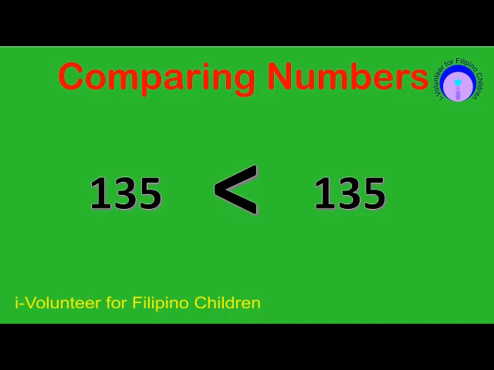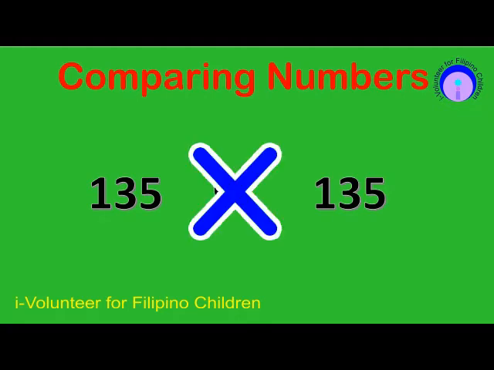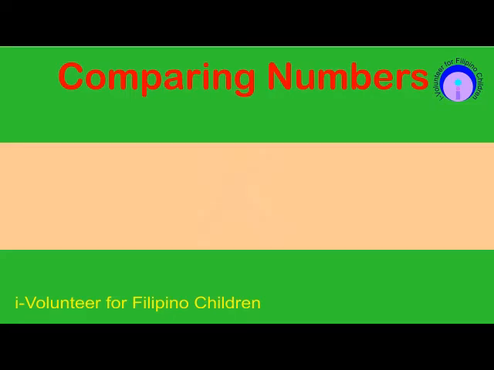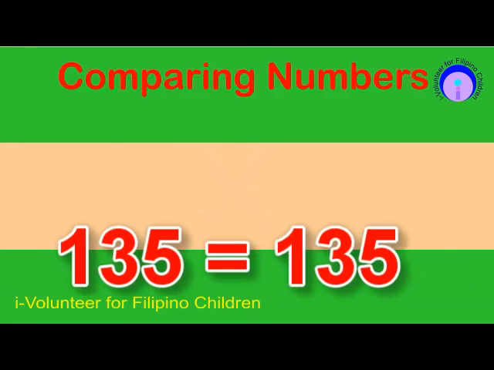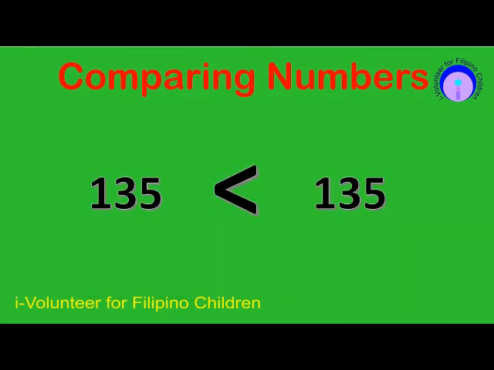The number is 135. It is less than 135. The answer is false. Let's read the expression. 135 is less than 135. And this expression is false. To make this expression true, we will change it. 135 is equal to 135. You may say the correct expression is 135 is equal to 135.